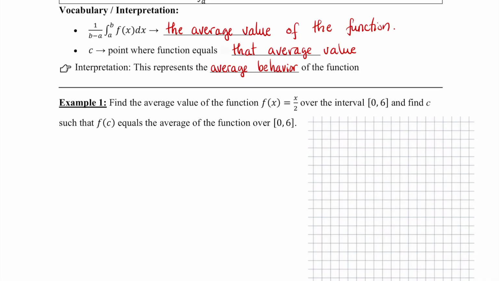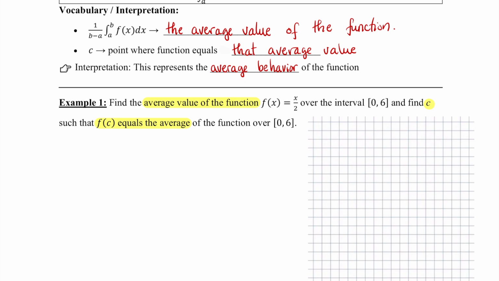Now, let's apply this idea. Find the average value of the function f of x equals x over 2 over the closed interval from 0 to 6. And then find the value of c where the function equals that average. So we want to find the average value of the function, and then we want to find c where f of c equals the average.